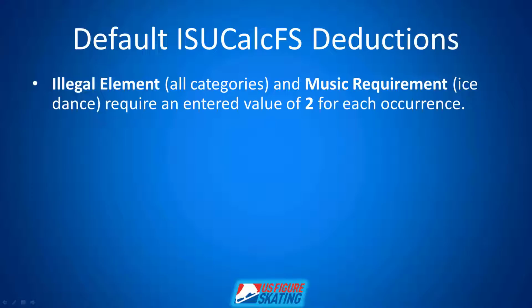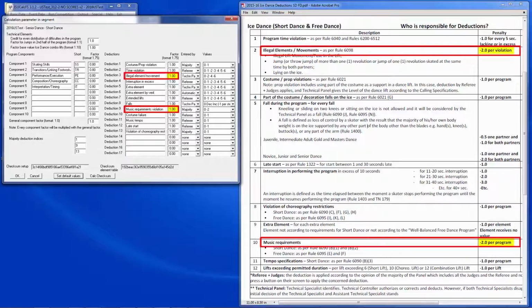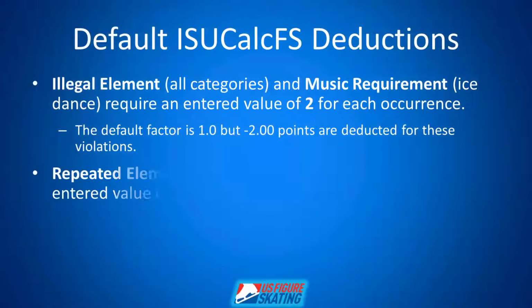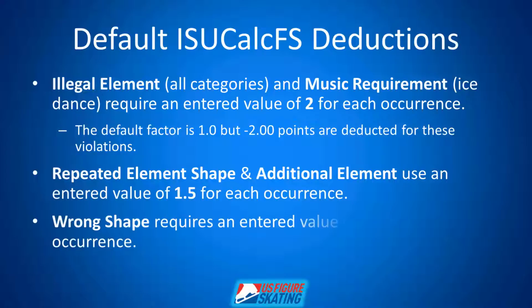These include the following deductions. Illegal element and music requirement require an entered value of 2 for each occurrence. Why? Because the default factor is 1, but 2 points are deducted for these violations. Likewise, Synchro's repeated element shape and additional element use an entered value of 1.5 for each occurrence for the same reason, and wrong shape requires an entered value of 0.5 for each occurrence.